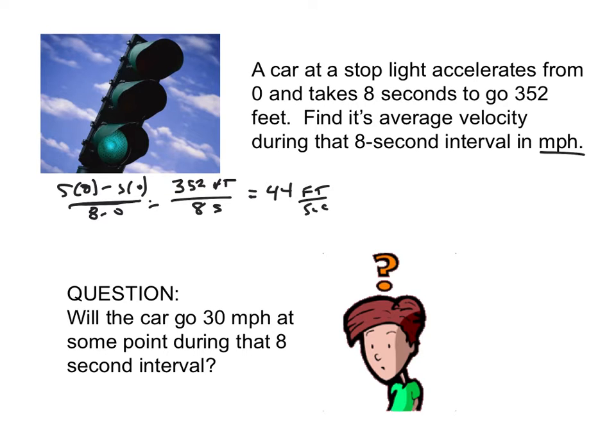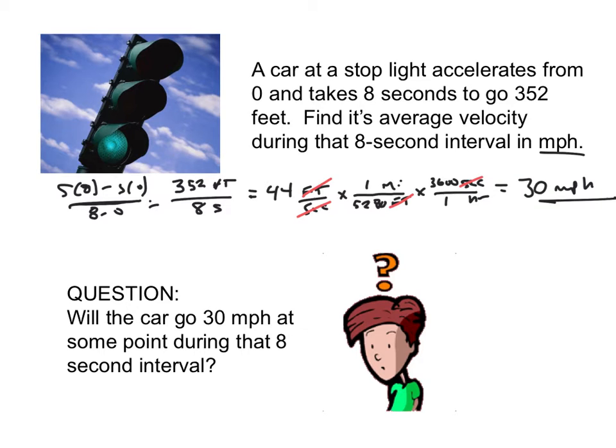That's why I paused earlier, just to remember what we're doing here. So I'm going to do a little conversion. I'm going to change feet to miles. There's 5,280 feet in a mile. And I now want to go seconds to hours. And there's 3,600 seconds in 1 hour. And just keep in mind why I put those where I did. Feet and feet cancel, and seconds cancel. And so on my calculator, 44 times 3,600 divided by 5,280 gives me 30 miles per hour. So during that little 8-second interval, I had an average velocity of 30 miles per hour.